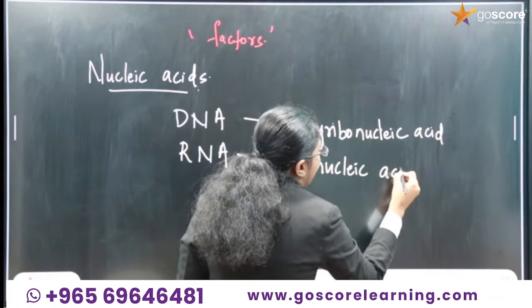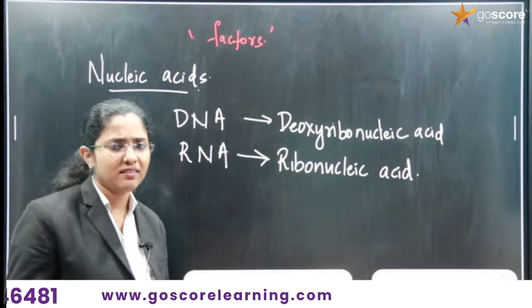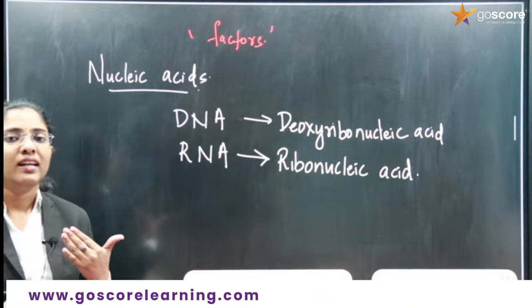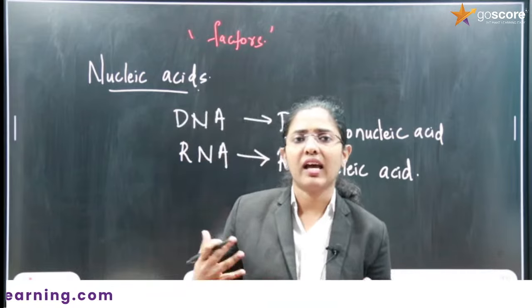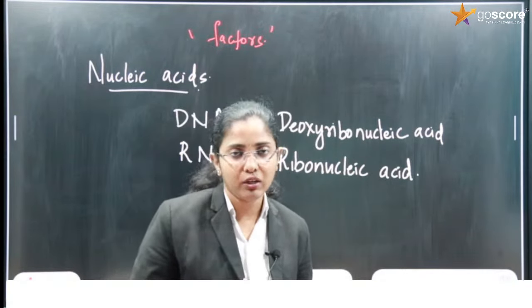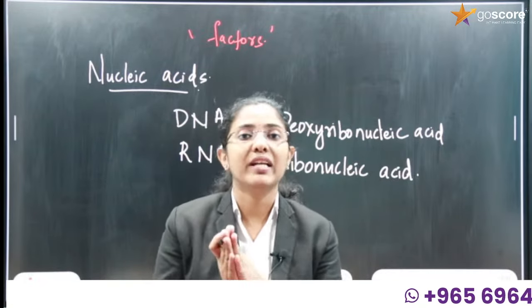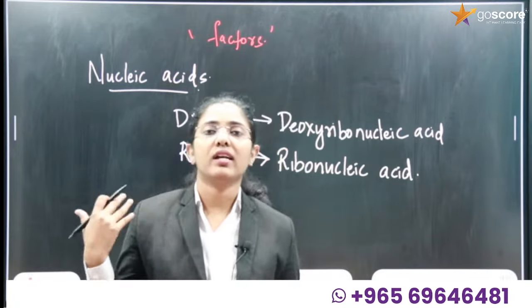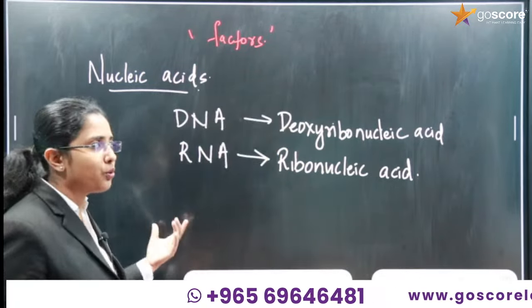There are some differences between DNA and RNA. That's why we call them DNA and RNA. In eukaryotic and prokaryotic organisms, DNA is the genetic material. But in some viruses, the genetic material is RNA. So we consider both DNA and RNA as genetic material, or nucleic acids.